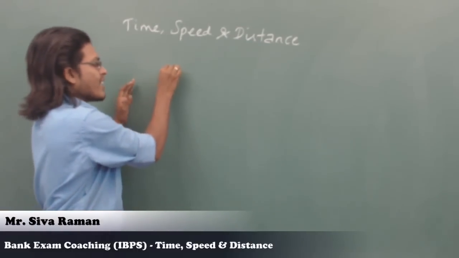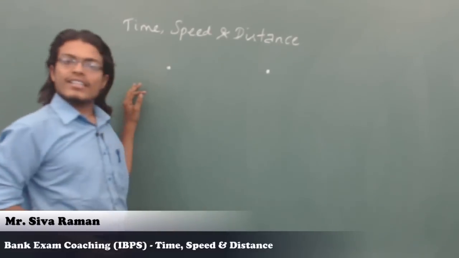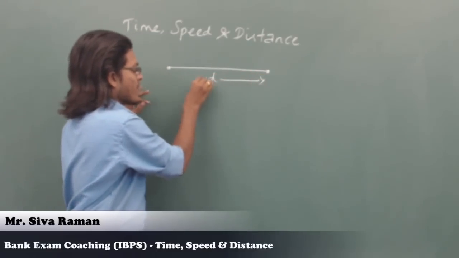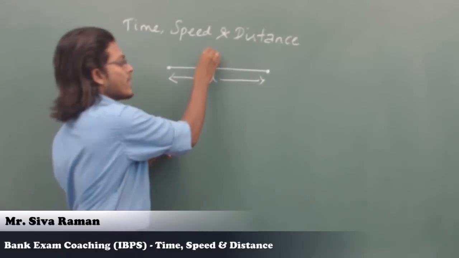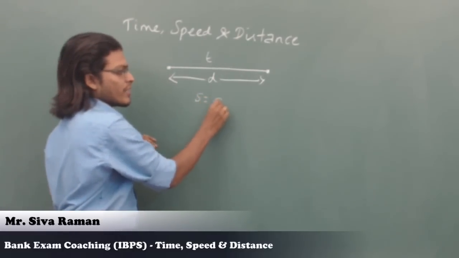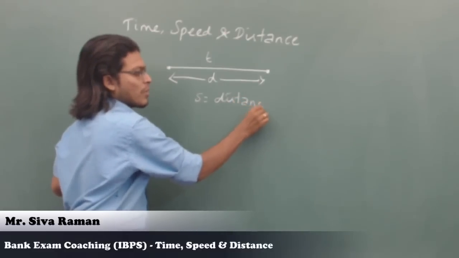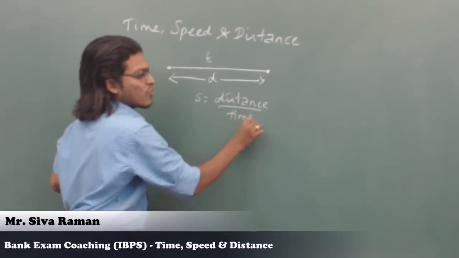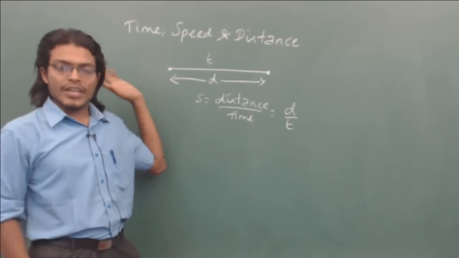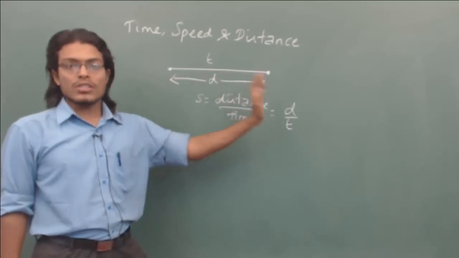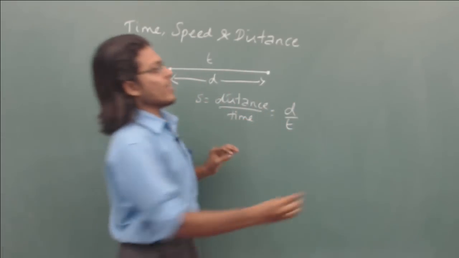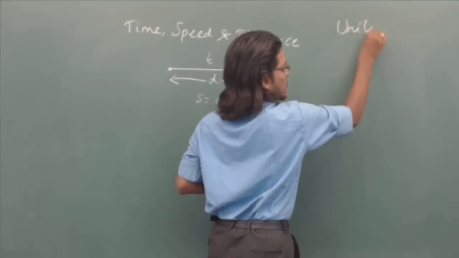So, we'll have an origin, we'll have a destination, d is the distance between them and t is the time taken. So, speed is equal to distance by time, so it is equal to d by t. This is the very basic formula that we will be using throughout this topic. So, speed is equal to distance by time, and we have the units.